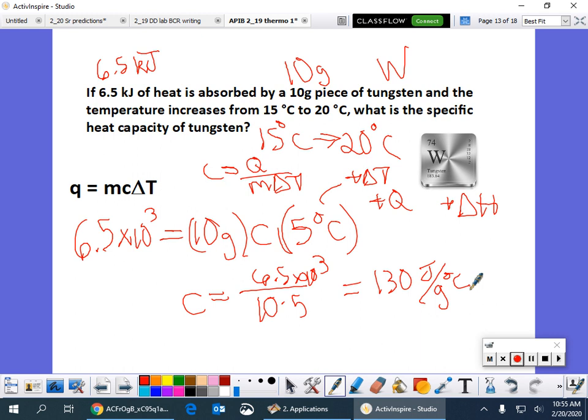Sometimes you will have problems where you are given the specific heat and you're told how much heat was absorbed. If I tell you that 6.5 kilojoules of heat was absorbed by a 10-gram piece of tungsten with a specific heat capacity of 130 joules per gram degree Celsius, how much did the temperature change? There are a lot of different formats asking for different parts of this equation. Any questions on this?